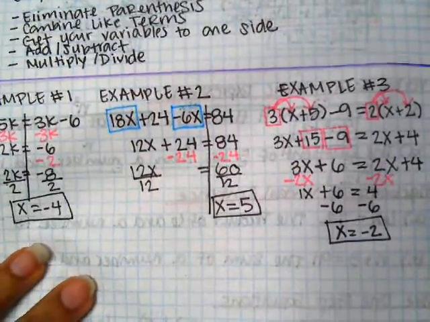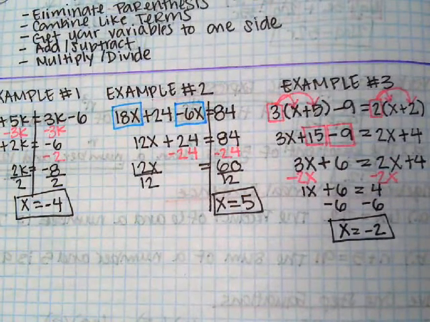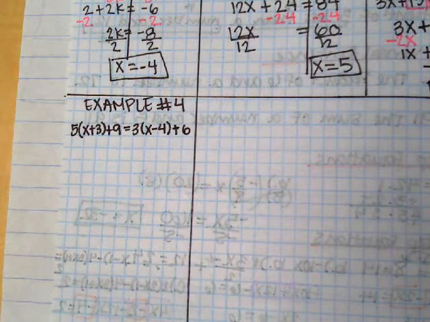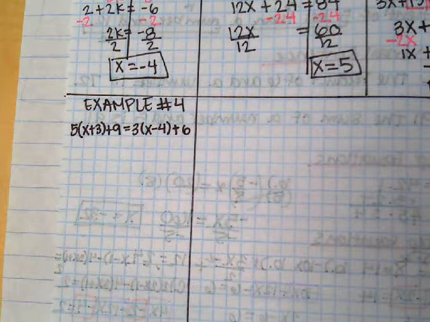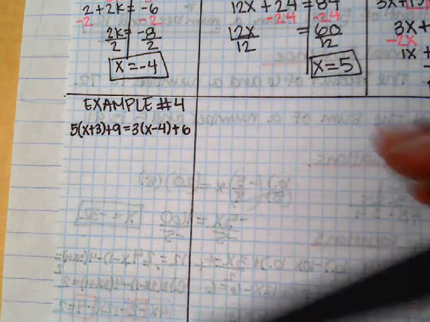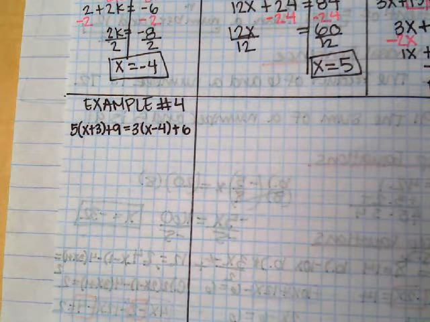So since we've already eliminated the parentheses and combined like terms, we would move on to the next step, which is to get your variable to one side. Remember what I told you, I typically move the smaller variable first. So I have a 3x and a 5x, so I'm going to move the 3x by subtracting. Since it's positive, I know I need to subtract to cancel them out. So 5x minus 3x is 2x plus 24 equals negative 6.